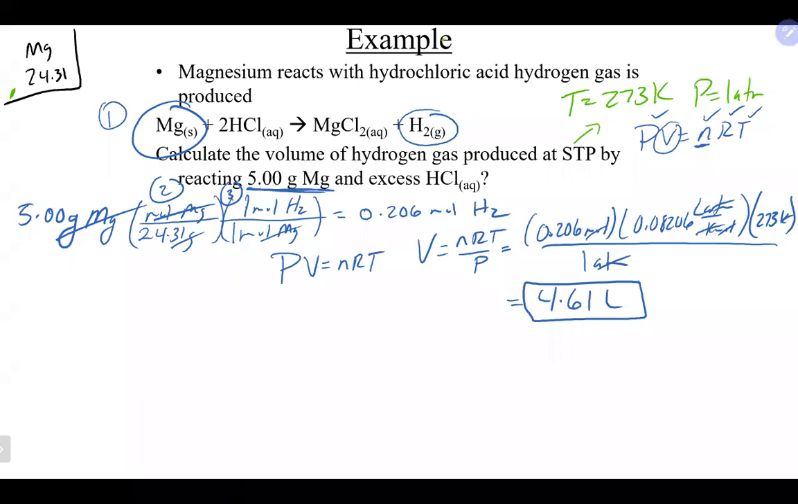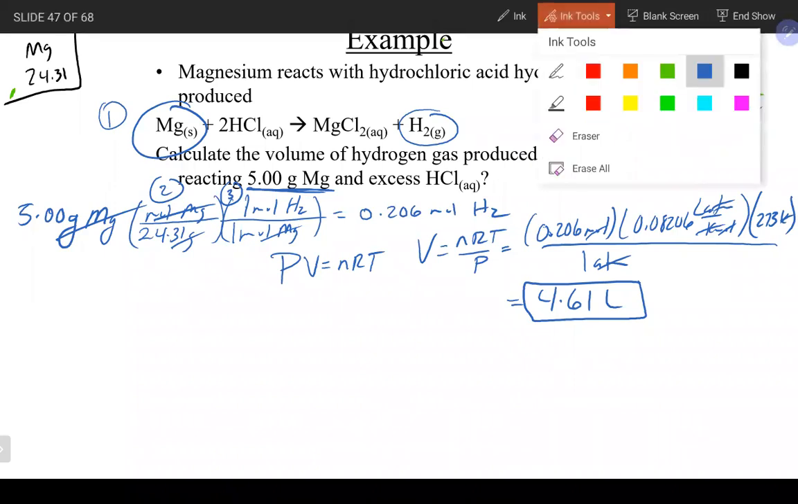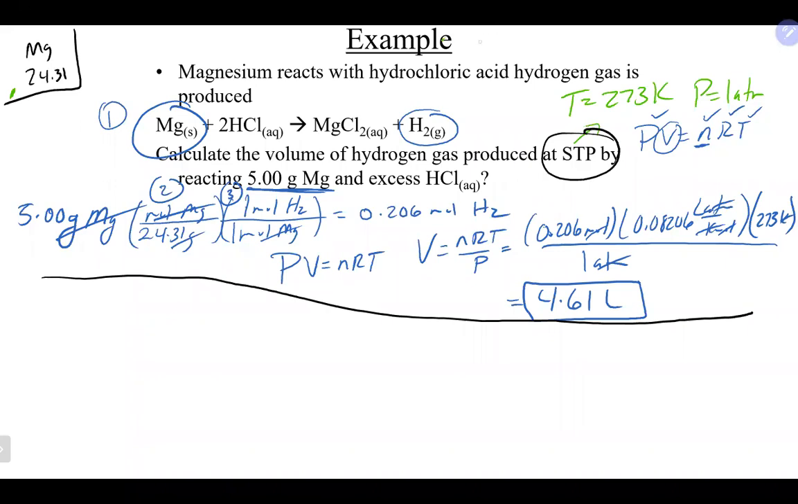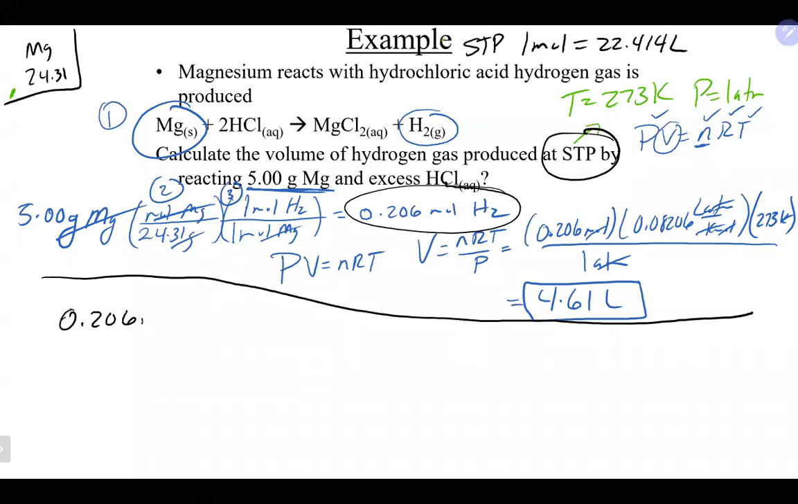First off, any questions on that calculation? Now, because this was at STP, we could have taken an alternative approach. Because of STP, we know that at STP, 1 mole of any gas equals 22.414 liters. What that means is, taking it from this point here, when we get the moles of the hydrogen, we could use that conversion in this case.